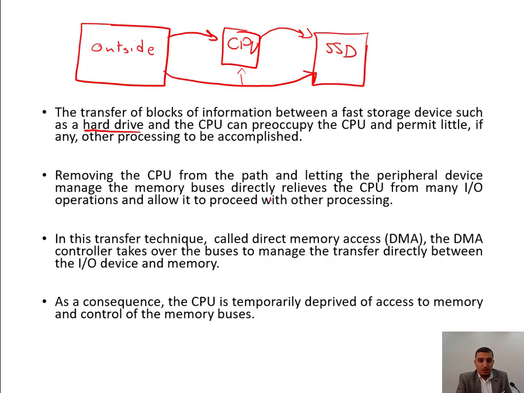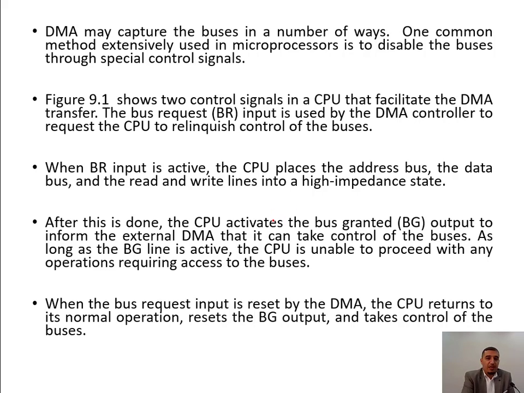In this transfer technique, which is called direct memory access, the DMA controller takes over the buses to manage the transfer directly between the input-output devices and the memory. As a consequence, the CPU is temporarily deprived of access to memory and control of the memory bus. The DMA captures the bus in a number of ways. One common method, extensively used in microoperations, is to disable the buses through control signals. So we have the bus request and the bus granted signals, which are responsible for this operation.